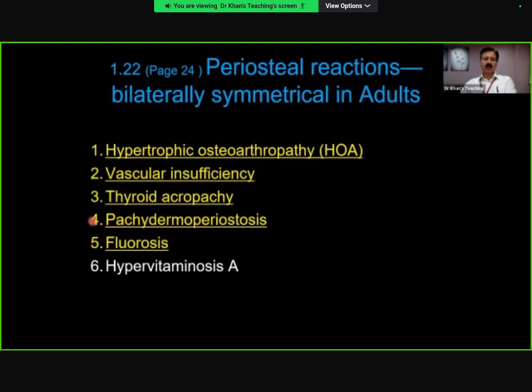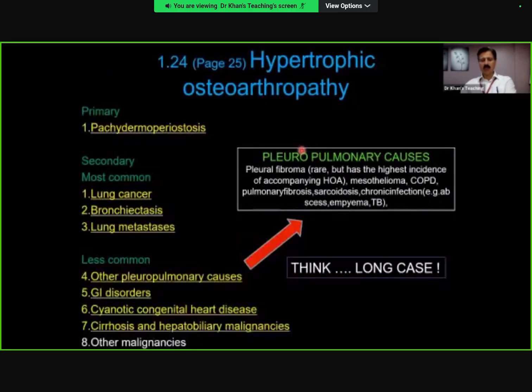Pachydermoperiostosis has quite a similar type of picture, but this is a familial condition, also known as primary HOA in USA. These patients will be young, usually teenage. Fluorosis and hypervitaminosis, of course, have different radiological features. Now, this is where the problem is. HOA, you have to have a clear-cut idea about the causes.